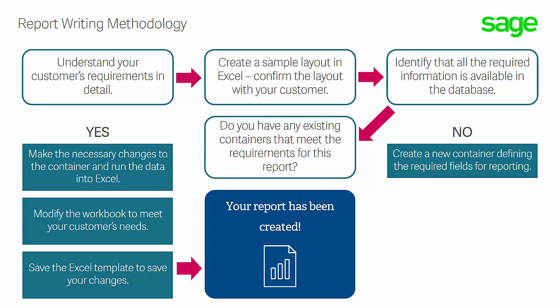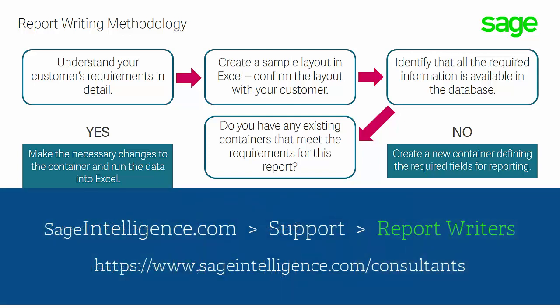For your joins, you'll need to be familiar with the types of containers that are available. You need to know that you can call from a stored procedure in the database, that you can call from a database view, or that you can write your own SQL query. That level of technical skill and ability is up to you to source. Either you have that ability, or you need to contact someone who can help you with that. If you're looking for a report writer, visit the Sage Intelligence website and go to Support, then Report Writers.